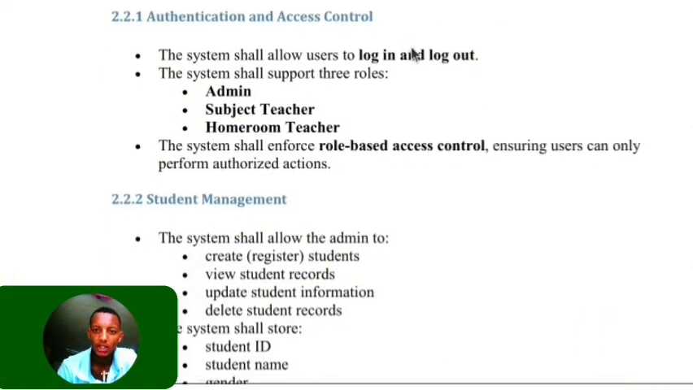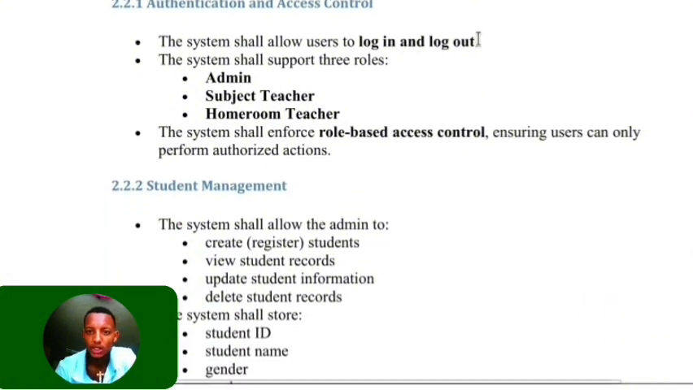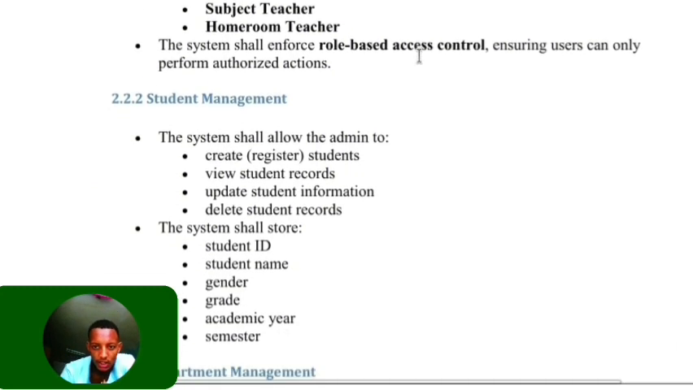And another one is functional requirements. The system must support the following functional requirements. The first one is application access control, like login and logout for those three interfaces. The three users, admin, subject teacher, and homeroom teacher, each have their own login and logout permissions or authentication system. The other one is student management.